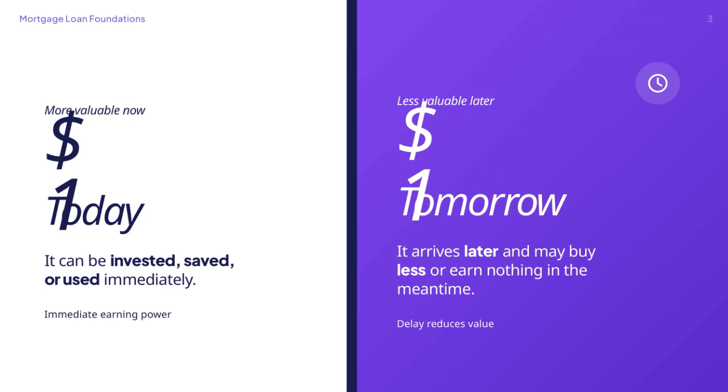Now, consider that same dollar, but received tomorrow instead. It arrives later, and during that time it may earn nothing or lose value, especially due to factors like inflation. Because of this delay, the dollar you get tomorrow is less valuable than the dollar you have today. This concept, the idea that money available now is worth more than the same amount in the future, is fundamental to understanding mortgage loan foundations and financial decisions in general.